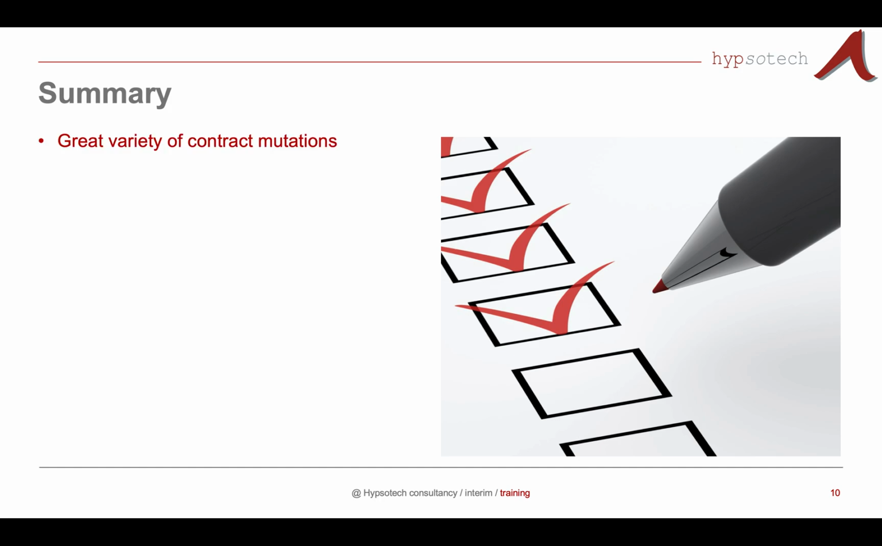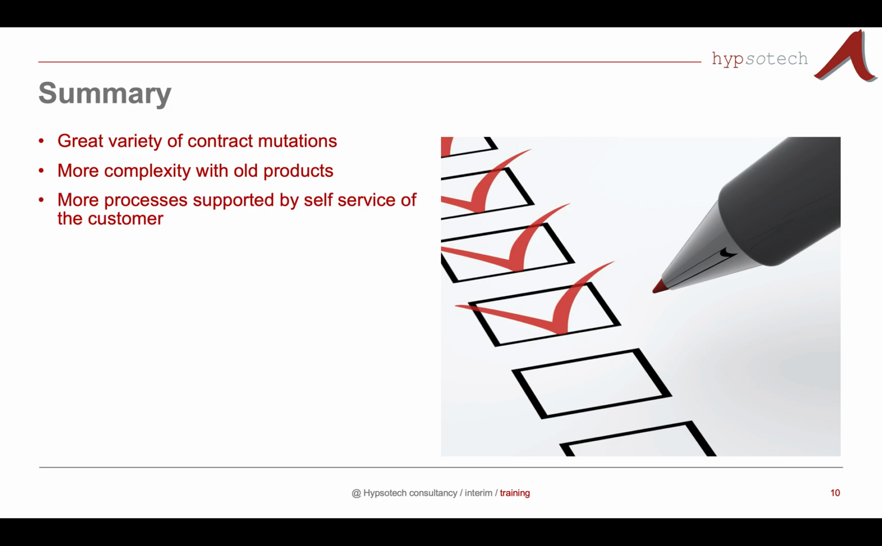So in summary, we see that there is a great variety of contract mutations. And it's not like in the mid-office with underwriting and origination, where there is a very clear flow of activities where one follows the other. It's more a mix of changes which can happen. And there's more complexity when we have old products because of the policies and the other saving products.